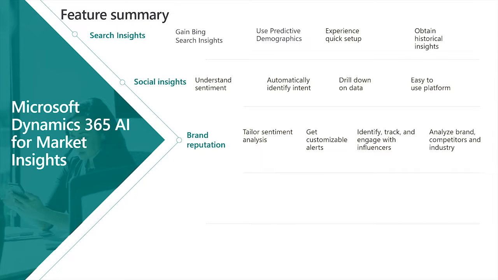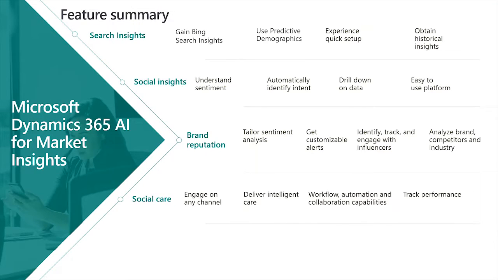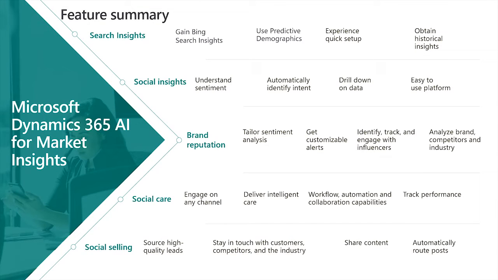The application also enables teams to deliver intelligent social care on any channel. You could use the workflow automation and collaboration capabilities to strengthen customer relationships and resolve customer problems. The application also offers social selling capabilities. Sales and marketing teams can easily share content to build credibility. They can gather intelligence based on what's happening in their market. They can also source high-quality leads and automatically create leads based on social conversations that they see relevant to their topics. These are some of the key capabilities that will enable the marketing, social media, and product development teams.